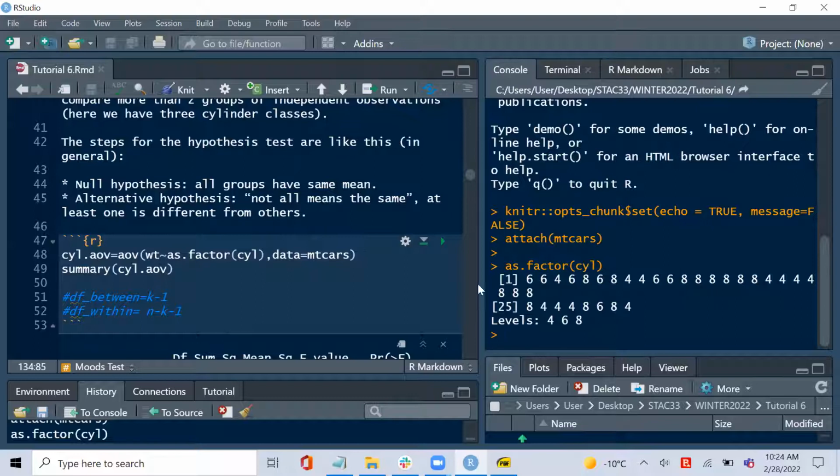Okay, so let's do an Anova. I set this up. You can see that I'm looking at the weight. I'm looking to see if the weight is different across the different cylinder classes, right?